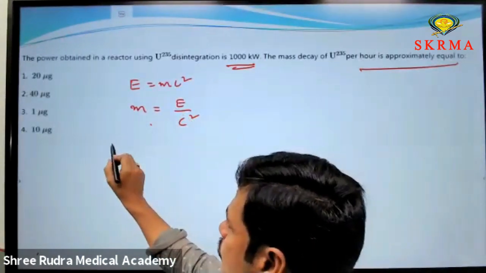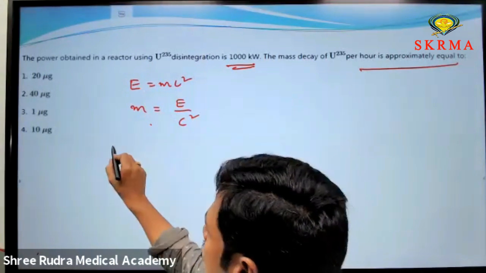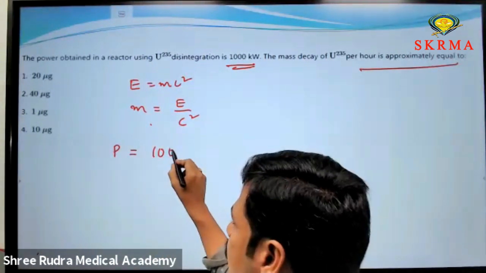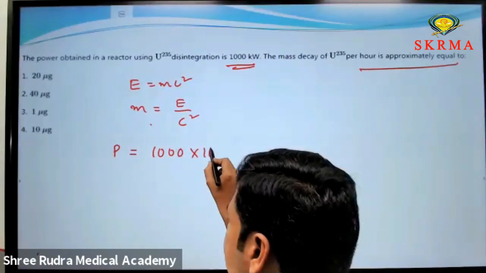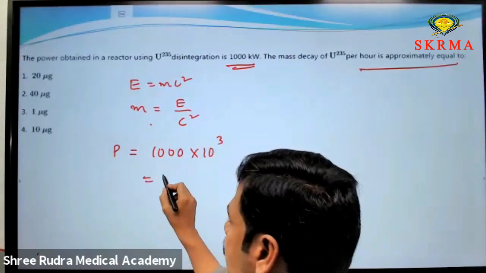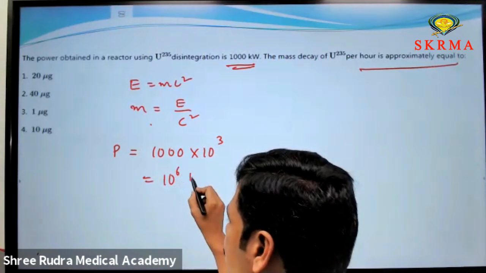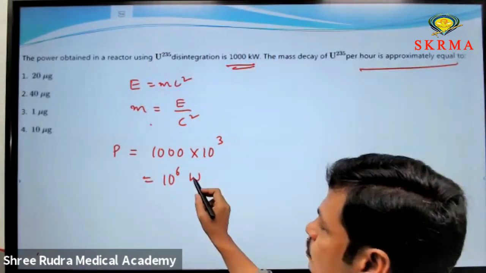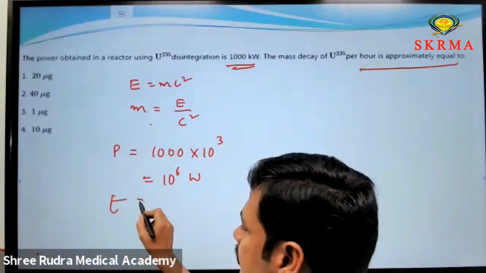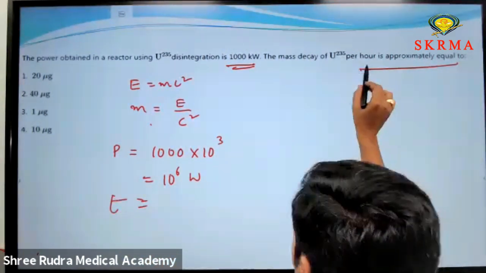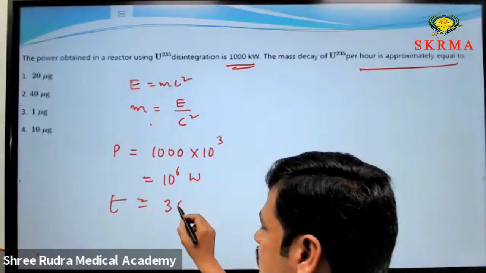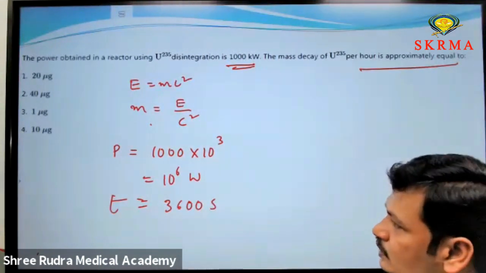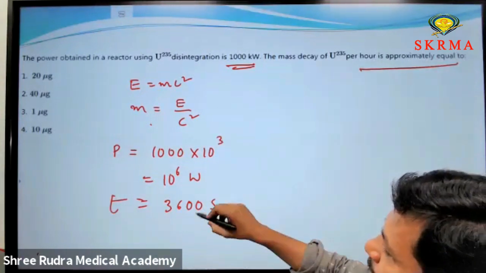What is the E value? They gave the power value. What is the power? 1000 kilowatts, 1000 into 10 power 3 watts, or 10 power 6 watts in SI units. The time is also given. What is the time value here? The time is 1 hour, which is nothing but 3600 seconds, 60 into 60. Now you can calculate the energy value.